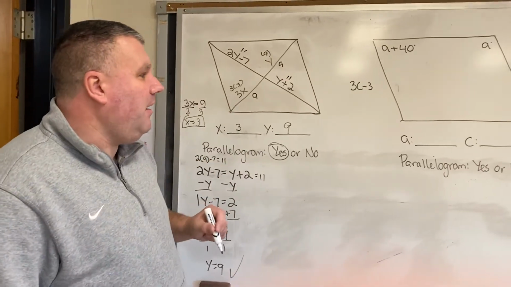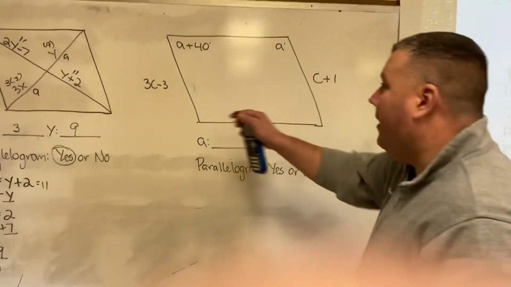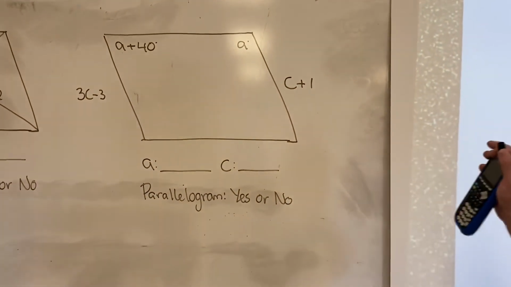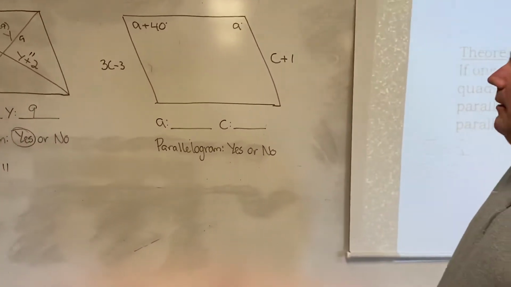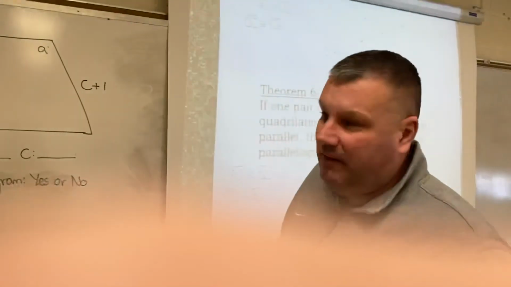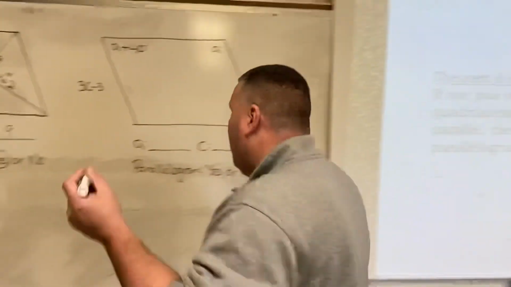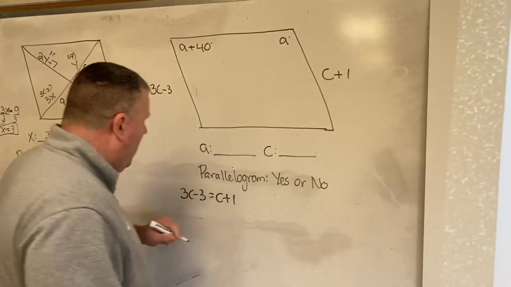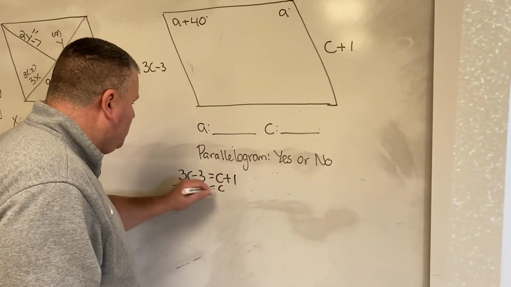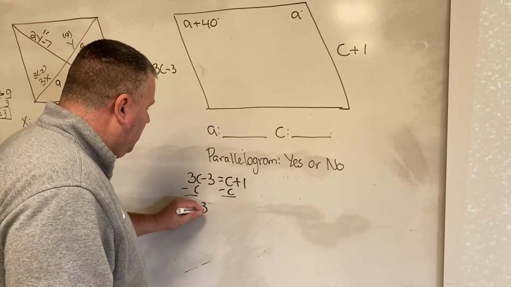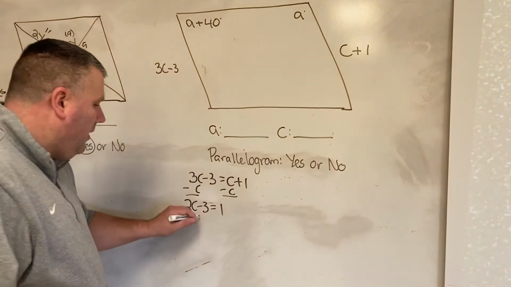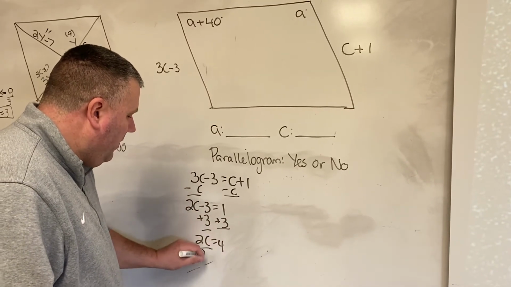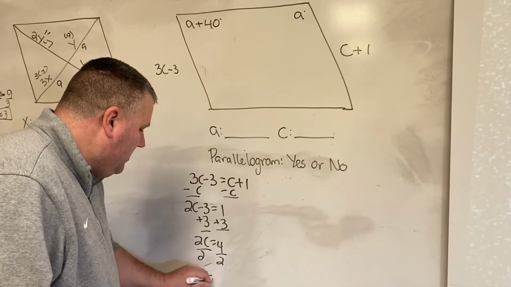Let's take a look over here. So opposite sides of a parallelogram should be congruent. Excuse me, opposite angles are congruent. Consecutive angles are supplementary. My apologies on that. So, we have 3c minus 3 is equal to c plus 1. Subtract the c from both sides. 2c minus 3 is equal to 1. I'm going to add 3 to both sides. 2c is equal to 4. Divide both sides by 2. c is equal to 2.